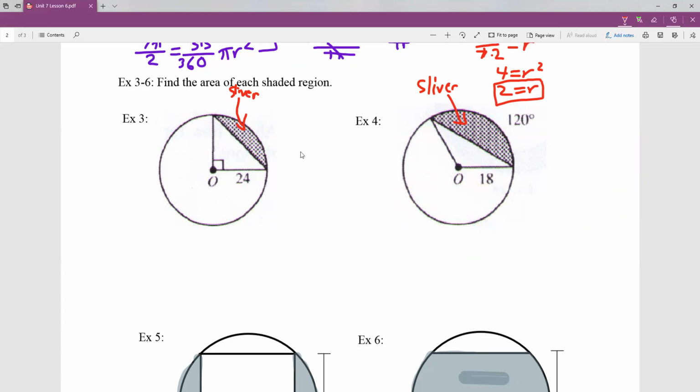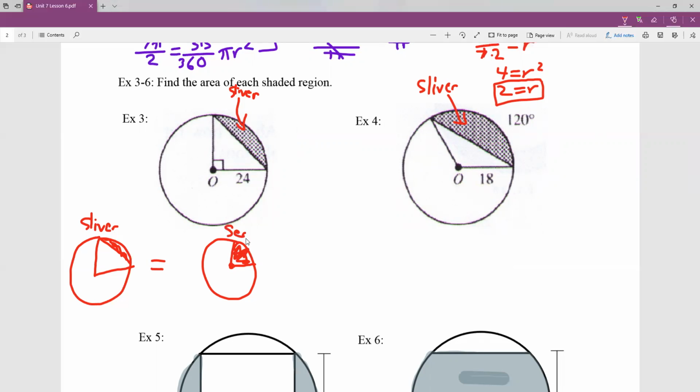So if you're trying to find that sliver of the circle, the big idea to take away is that if I have this little bit right here, in order to find this sliver piece, I need to take the area of the whole sector, and then I'm going to subtract out the area of that triangle inside there. So I'm just going to subtract out this triangle area. And I'm going to do that for both example 3 and example 4 here. So we'll give that a shot.